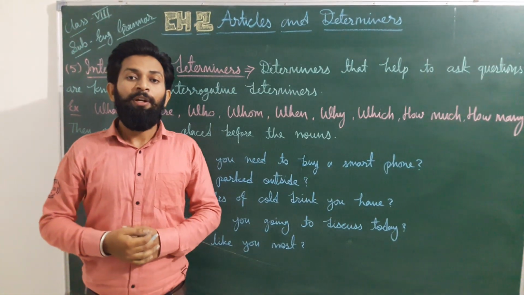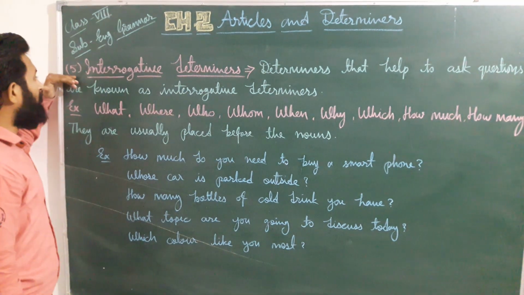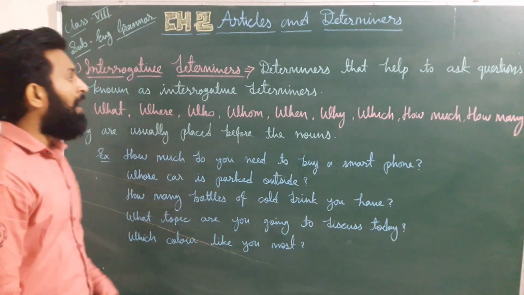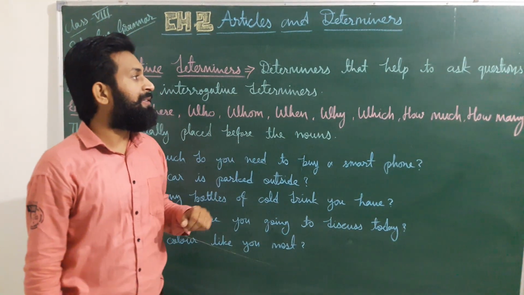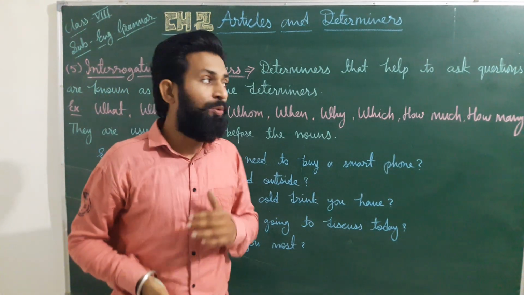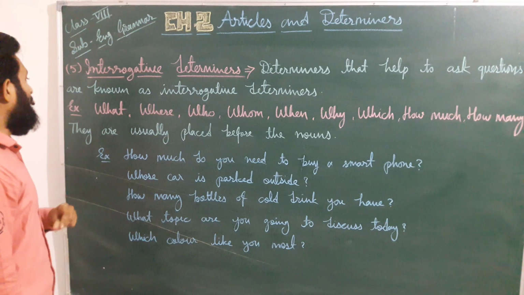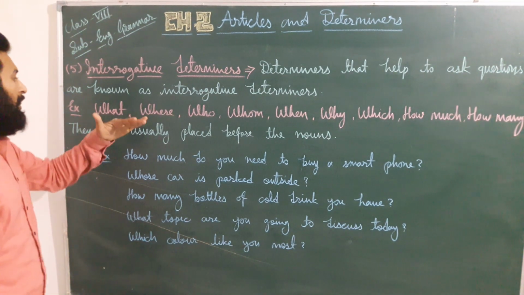Dear students, now we will discuss the next determiner, determiner number 5: interrogative determiners. Dear students, these are the determiners that help you to ask questions. If you want to ask any type of question, then you have to take the help of this type of determiner in the sentence. They are known as interrogative determiners.